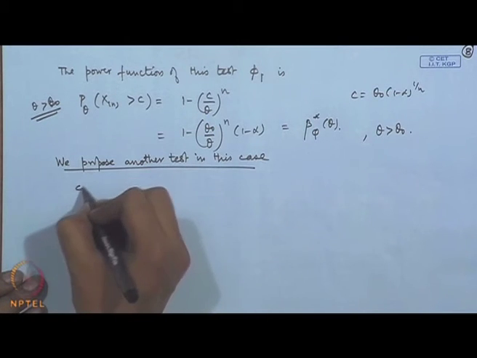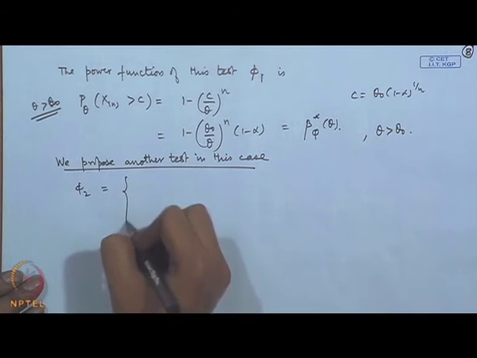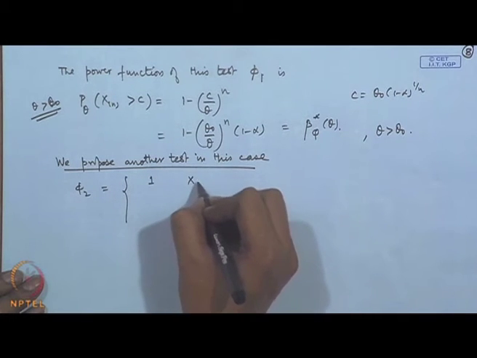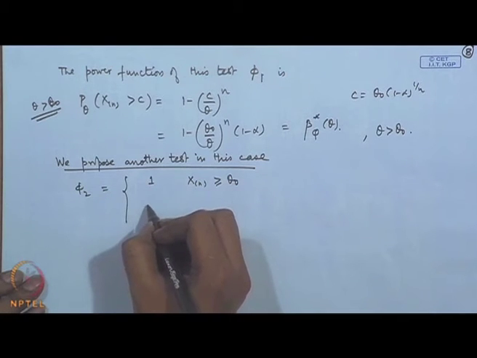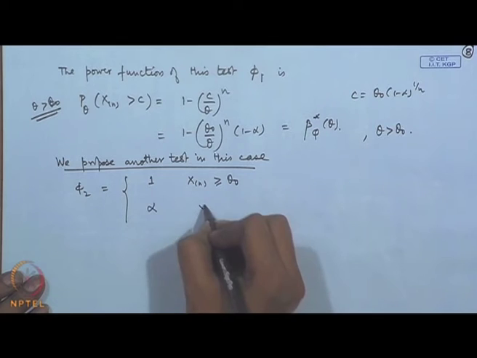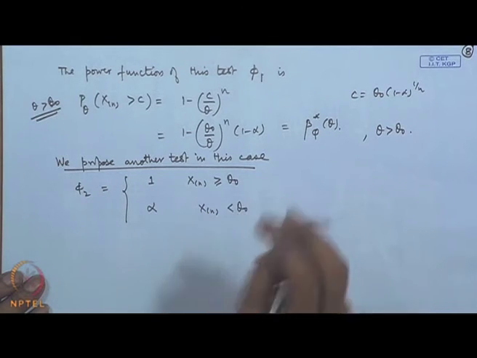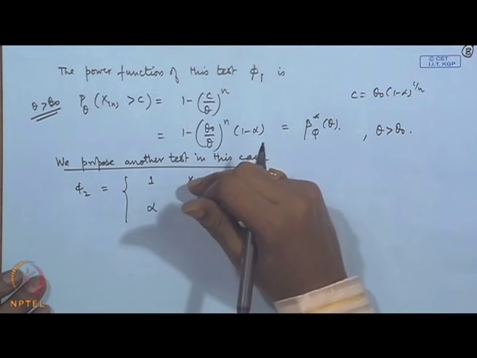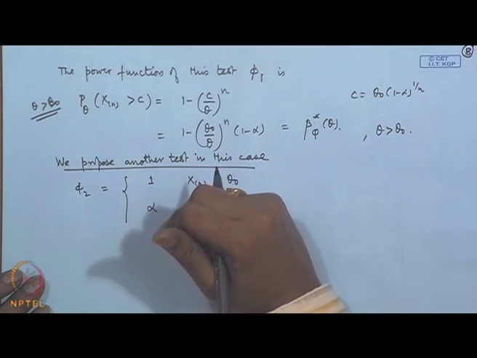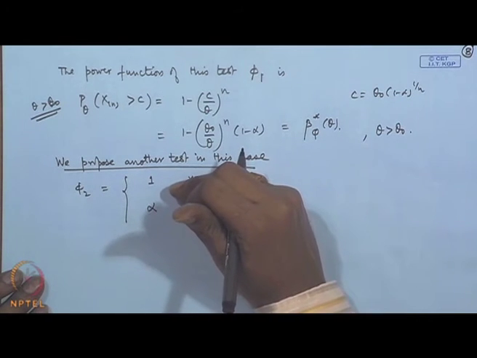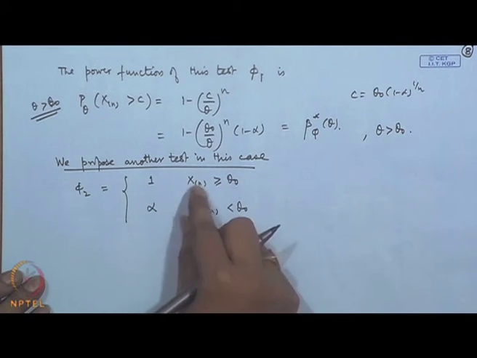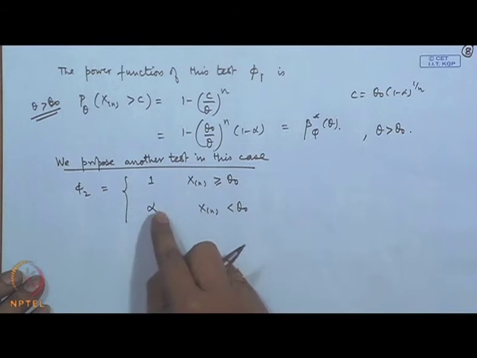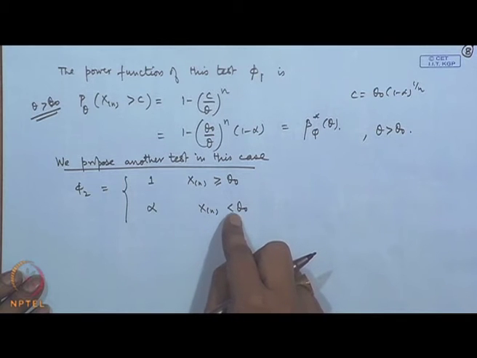Let me call it phi 2, and the test is 1 if x_n is greater than or equal to say theta naught, and it is equal to alpha if x_n is less than theta naught. Notice the difference here. In the previous case, I was only rejecting or accepting, that means it was a non-randomized test, but this particular test is a randomized test, because I am rejecting if x_n is greater than or equal to theta naught, but I am also rejecting with probability alpha if x_n is less than theta naught.